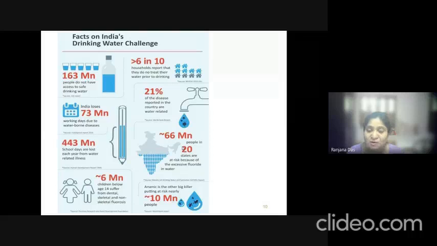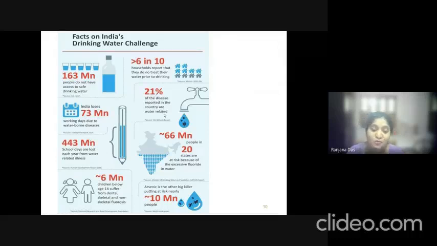And this is also a statistical analysis showing the drinking water challenge that India is facing. In about 6 out of 10 households, they are not treating the water. That means they are taking unsafe water. And 163 million people have no access even to safe drinking water. People's lives are also getting damaged because of waterborne diseases. About 21% of the diseases reported in this country are related to water.